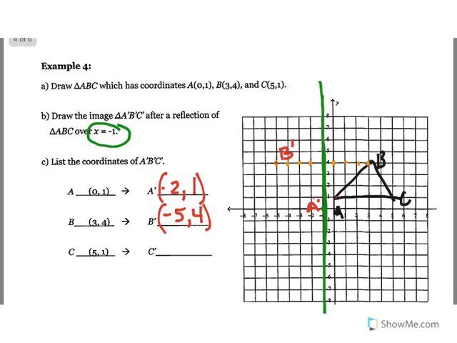And then for C, you would do the same. Count how many spaces it's away: 1, 2, 3, 4, 5, 6. And you would plot C prime. And that would be at (-7, 1).